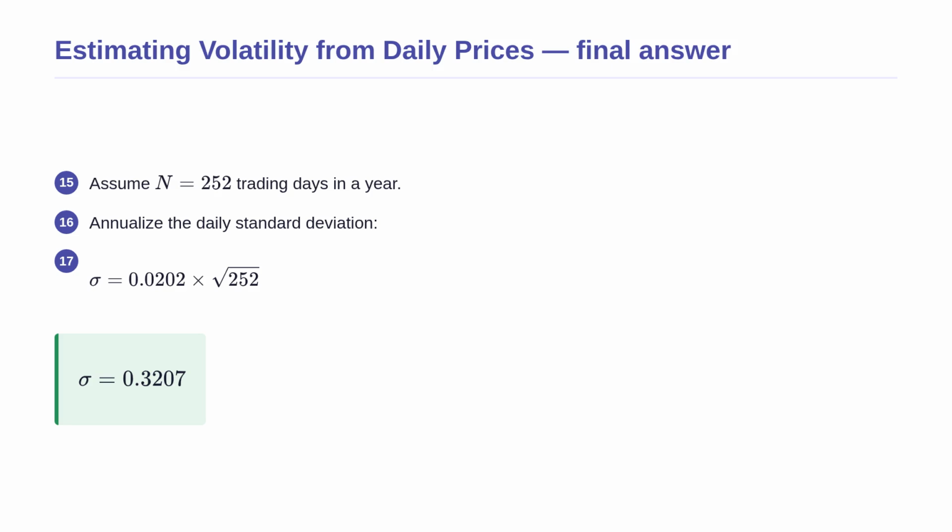Finally, we must annualize this daily figure to make it useful for standard financial models. Assuming there are 252 trading days in a standard financial year, we multiply our daily standard deviation by the square root of 252. This gives us a final annualized volatility of 0.3207 or 32.07%. In practical terms, this tells a trader that the stock's price is expected to fluctuate within a range of roughly 32% over the course of a year.